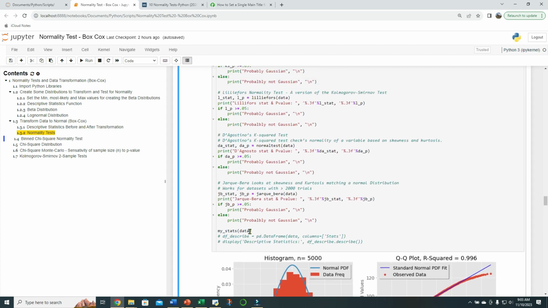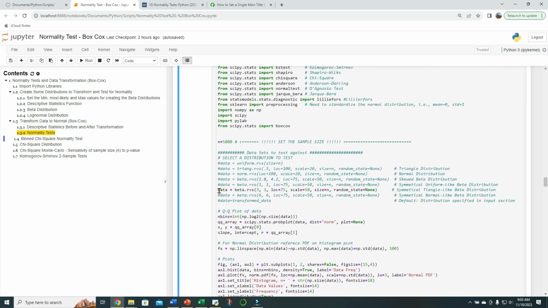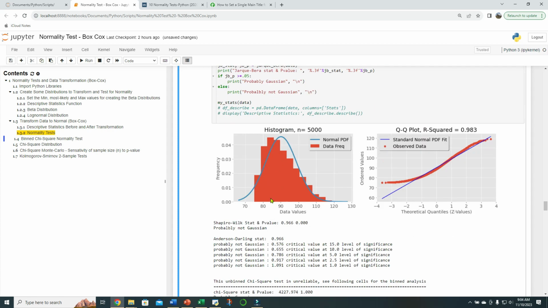Let's try one more data set. This time we'll try a skewed beta distribution. So here's the skewed beta distribution, and we'll run it. And clearly it's skewed, and you can really see the tail over here coming off the QQ plot. So this doesn't look normal.